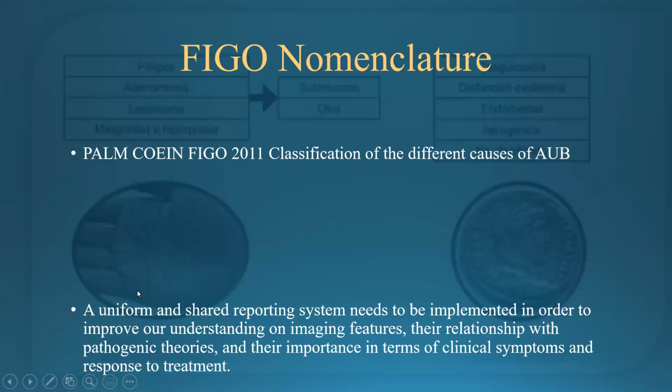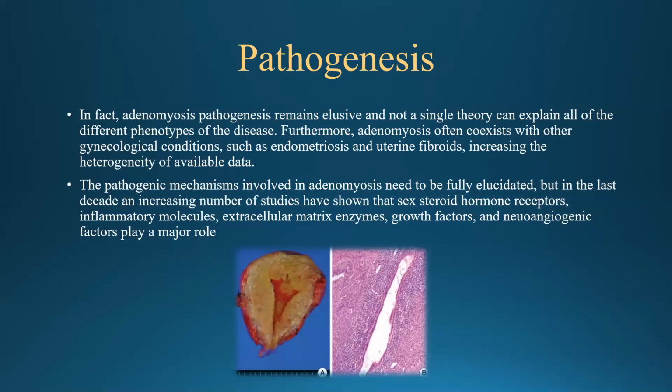Still, we do need a uniform and shared reporting system to be implemented in order to improve our understanding of the imaging factors. I would give you a little bit about the pathogenesis of adenomyosis, because this is important to understand the different aspects of the diagnosis. Adenomyosis still remains elusive. No single theory can explain the different phenotypes of the disease. Furthermore, adenomyosis often coexists with other gynecological conditions, such as endometriosis and uterine fibroids, and this increases the heterogeneity of the available data.